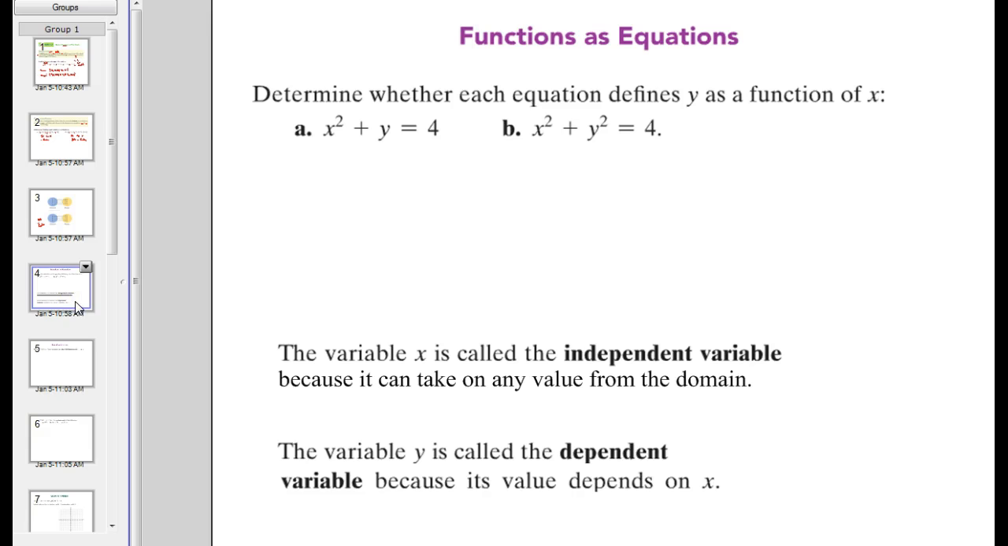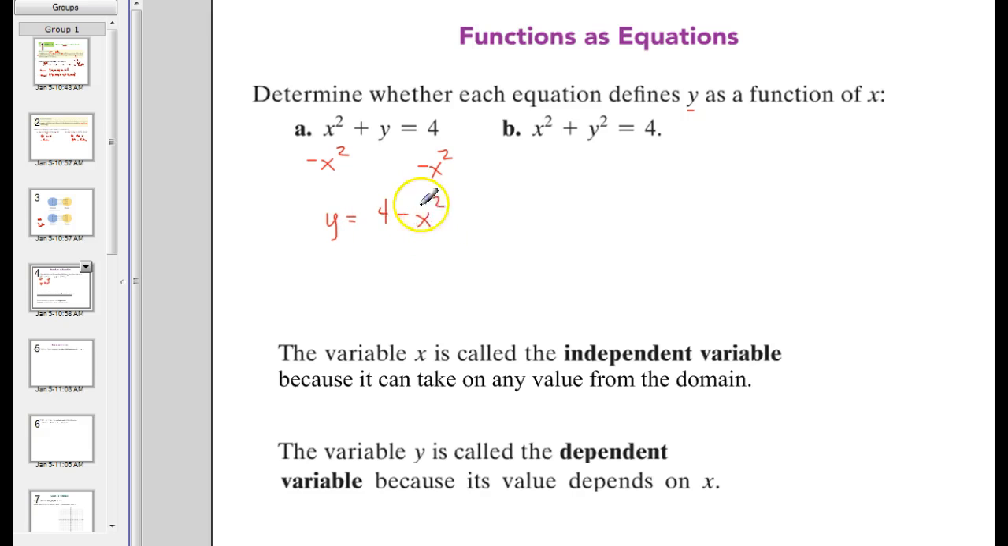Alright, functions as equations. When we say y is a function of x, we mean that when x takes on some new value, it is only paired with one y. So as x changes, y can't be 2 different things for any one x. The way you're supposed to do this is to solve the equation for y. So if I solve this equation for y, I'm going to subtract x squared from both sides, and I end up with y equals 4 minus x squared.